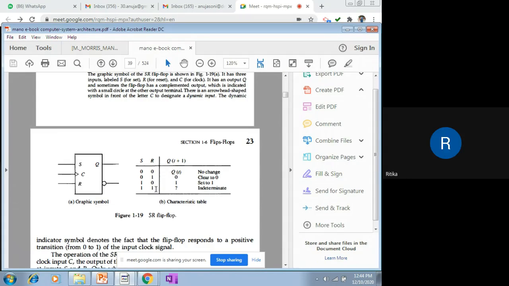It says that whenever it's... Excuse me, ma'am. Yes, please. Ma'am, what is the significance of this set and reset here? Qt is the input only that we have, so what do we need these for? Qt is not the input. Qt is the output variable. Okay ma'am, then what is the significance of this here?